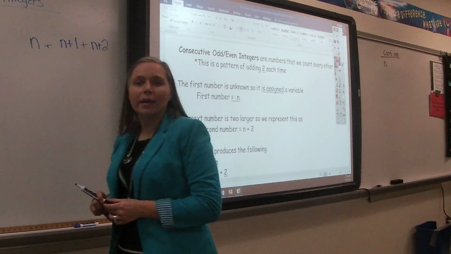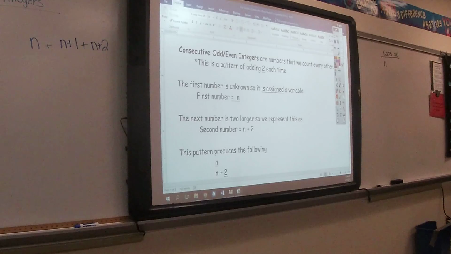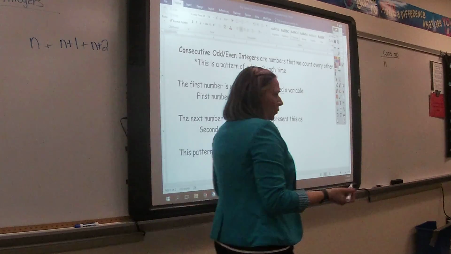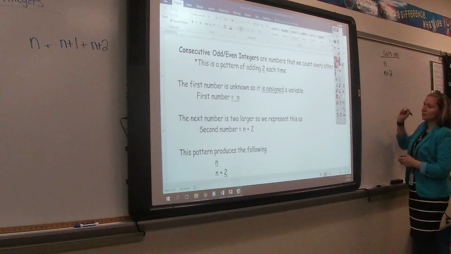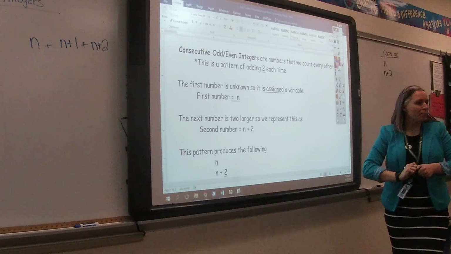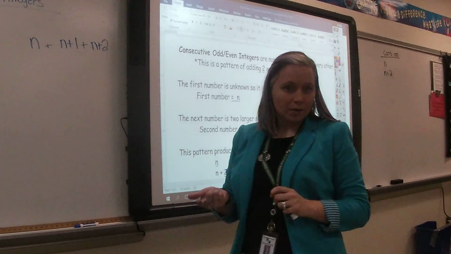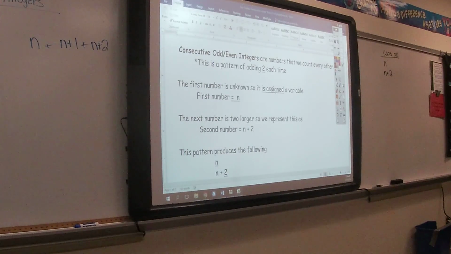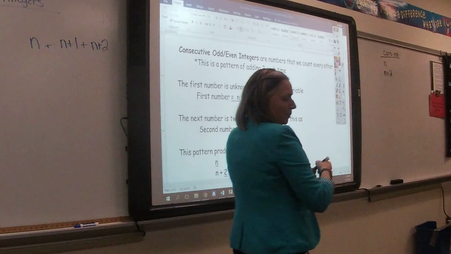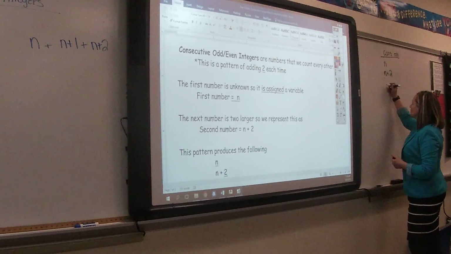How far away is 7 from 5? 2. Which is then weird because they're like, well, shouldn't odd numbers be an odd distance apart? Nope, because we are counting every other. So now if I go from 5, 7, 9, so what would my next one in the list be? n plus 4.